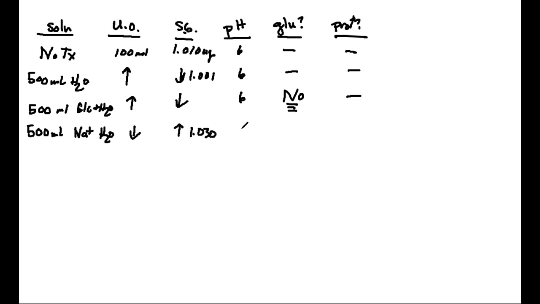Are we screwing with pH? No, we're not. So it's gonna stay 6. Should we see glucose in the urine? No. Proteins? No. What about, can you give me ADH levels? So if we did excess sodium in the bloodstream, what would happen to ADH? More particles, increase in ADH. Good.